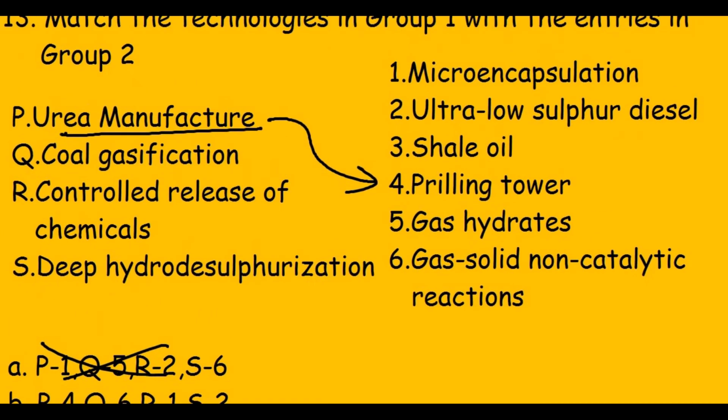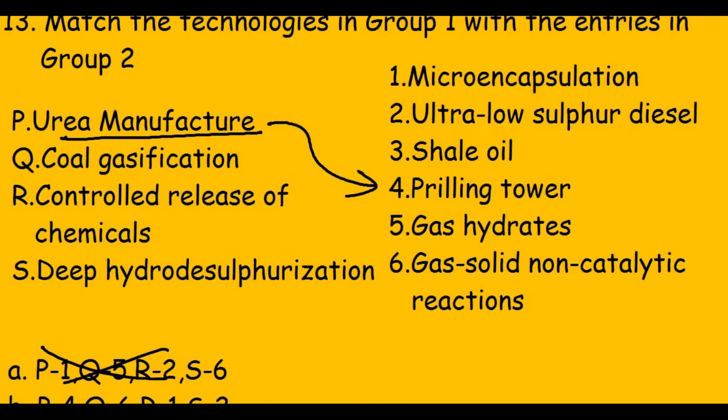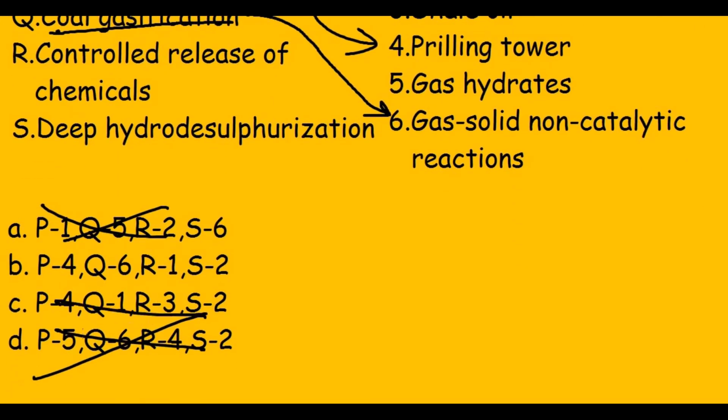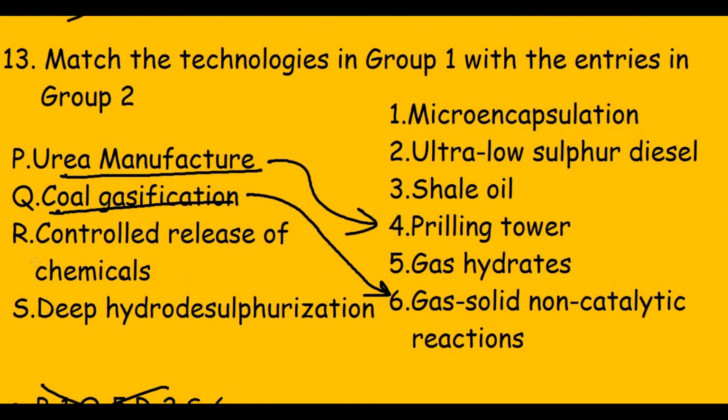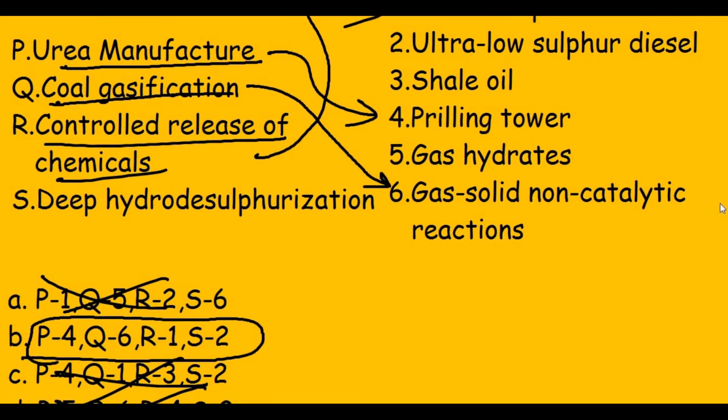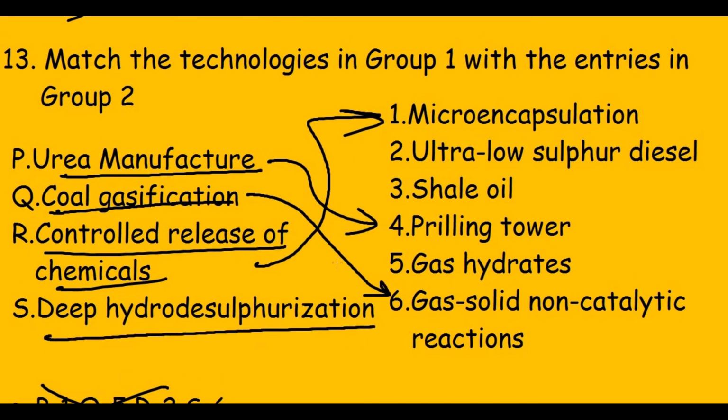These two are left. Now coal gasification, this is a gas solid non-catalytic reaction. So Q will be 6. That means this is the correct option. So we will solve the rest also for knowledge. R will be 1, which means control release of chemicals is microencapsulation. And S will be 2, that is deep hydro desulfurization is ultra low sulfur diesel. So this is all about this question.